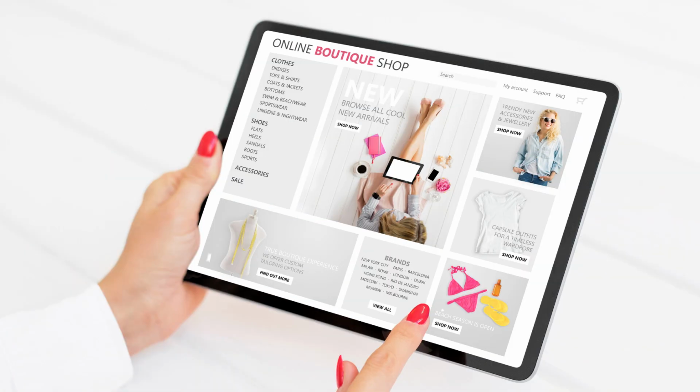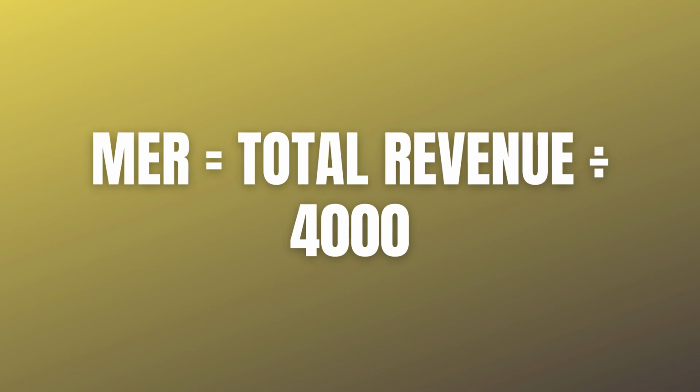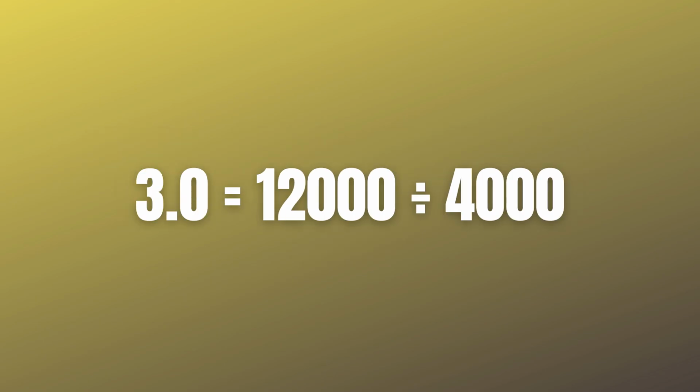So look, let's take an example. Imagine you've got an online clothing boutique, for example. You invest $4,000 for a month and generate $12,000 in revenue. That's an MER of 3.0. Perfect. But here's where it gets interesting.